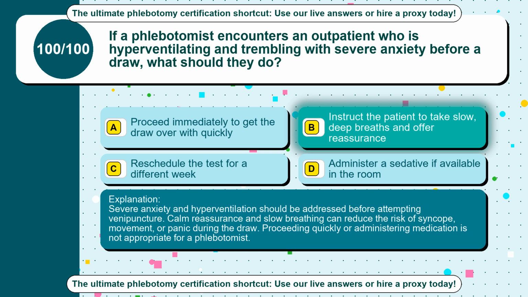Severe anxiety and hyperventilation should be addressed before attempting venipuncture. Calm reassurance and slow breathing can reduce the risk of syncope, movement, or panic during the draw. Proceeding quickly or administering medication is not appropriate for a phlebotomist.